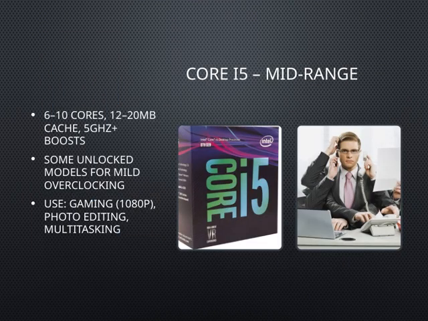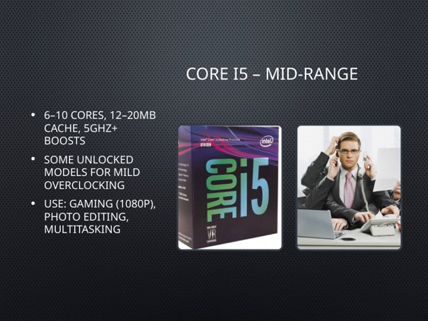Let's talk about the Core i5, which is considered a mid-range processor. These chips typically have between 6 and 10 cores, which means they can handle multiple tasks more efficiently. They also come with a cache size ranging from 12 to 20 MB, helping speed up data access. Plus, they can boost their performance to over 5 GHz, giving you that extra punch when needed.